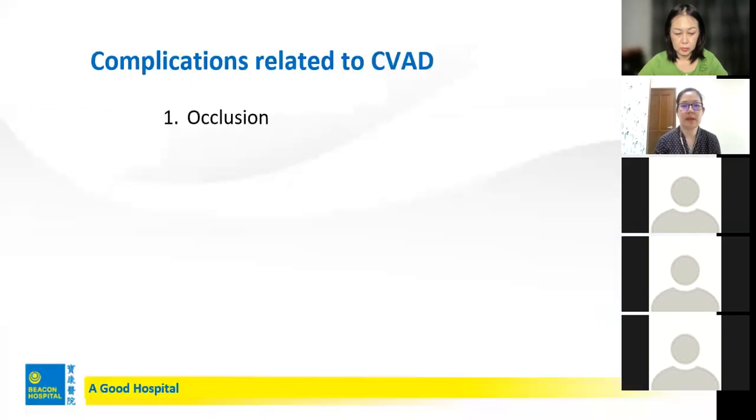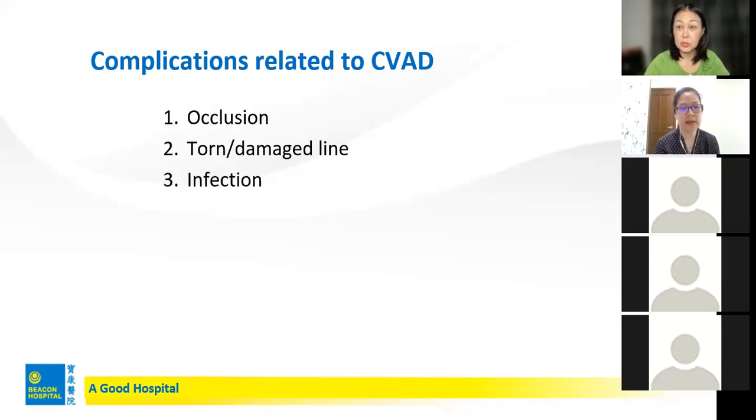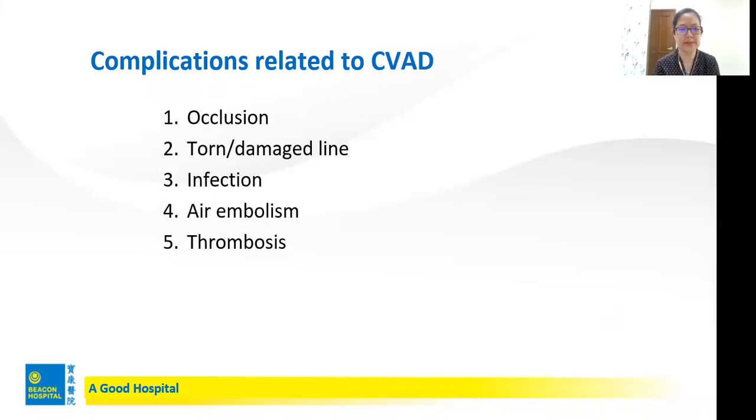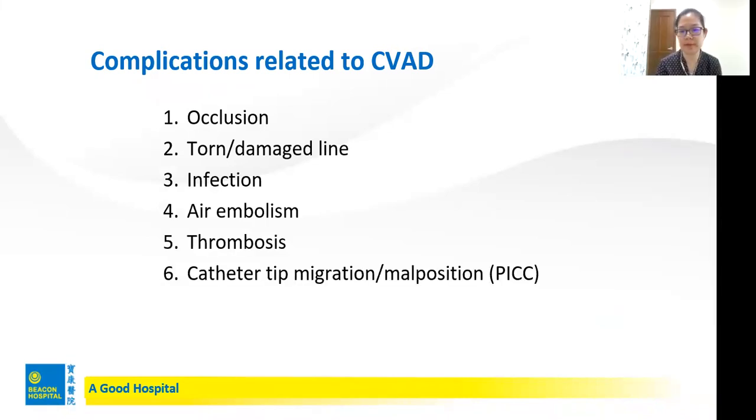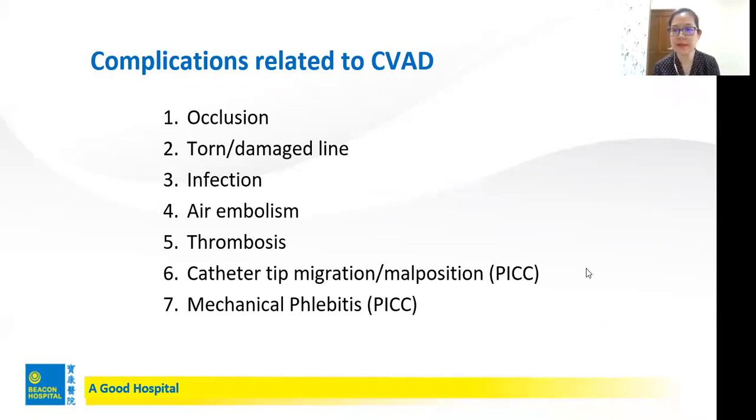Okay, I listed out a few common complications related to CVAD, which are occlusion, torn or damaged line, infection, air embolism, thrombosis, catheter tip migration or malposition, and mechanical phlebitis. Let's go through one by one, yeah? You may stop me anytime if I go too fast, because the group is not that huge, right?